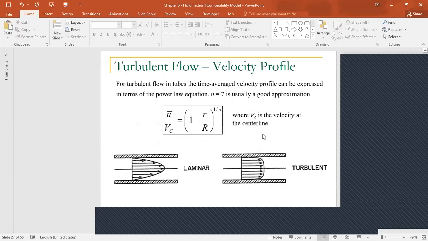Now, as far as the velocity profile, you will observe that the velocity profile in the case of turbulent flow is quite different from laminar flow. For laminar flow, we said this is a parabola, so it's squared. Now, for turbulent flow, it's closer to what we call in fluid flow plug flow, because the variation of velocity from the center to the periphery of the pipe is much smaller than the case of laminar flow. It is not exactly plug flow, but it's very close to a plug flow.